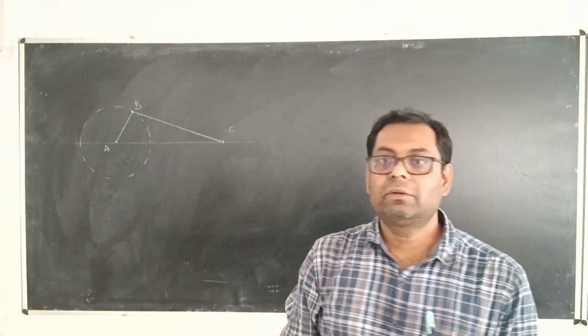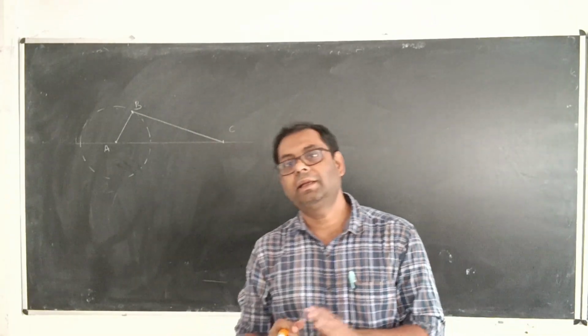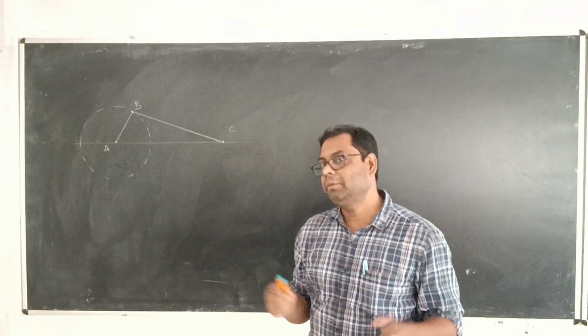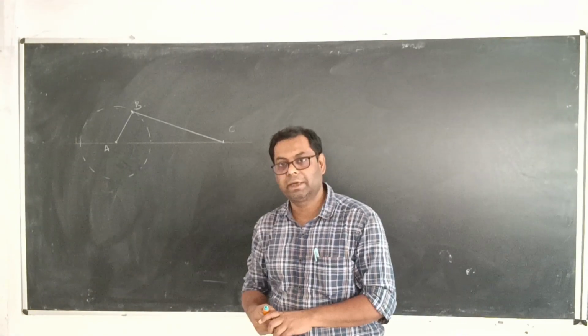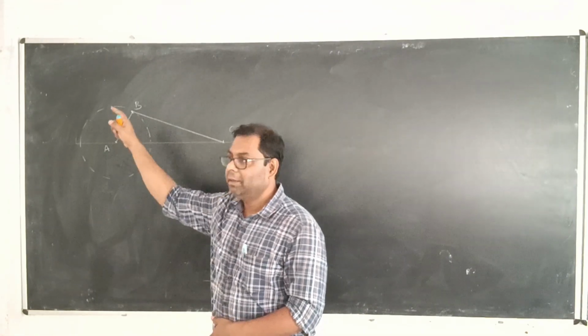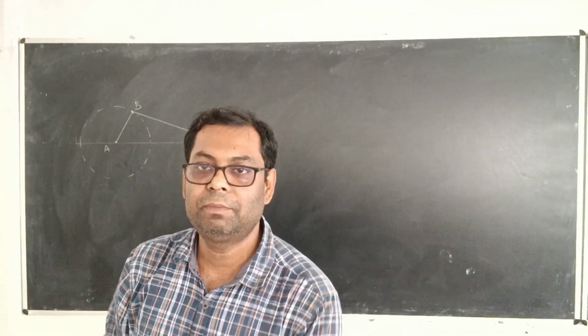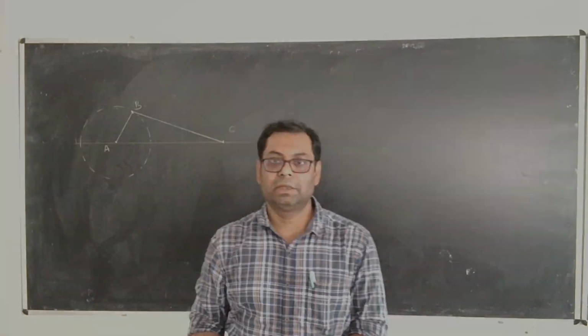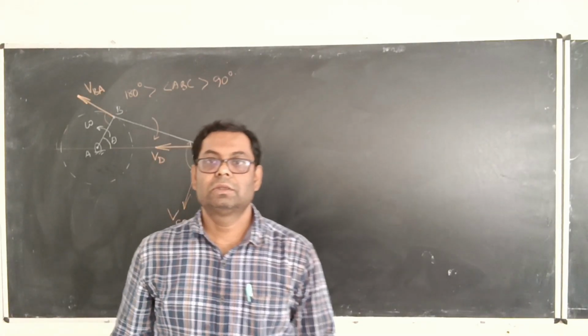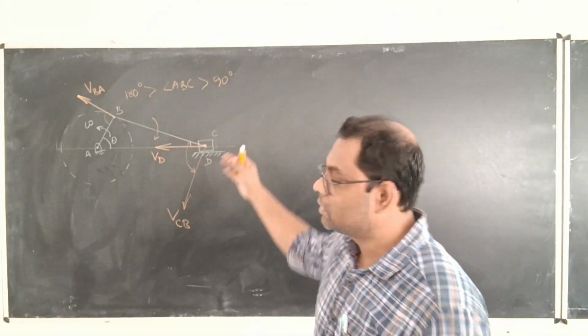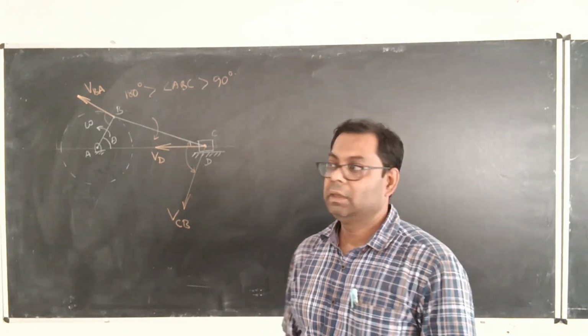When the crank rotates, the connecting rod will definitely reciprocate. Now which part will reciprocate? Point C will reciprocate. And what will happen to point B? Point B will rotate. So point B will be under rotation and point C will be under reciprocation. Now we are going to draw the velocity diagram of this particular space diagram.